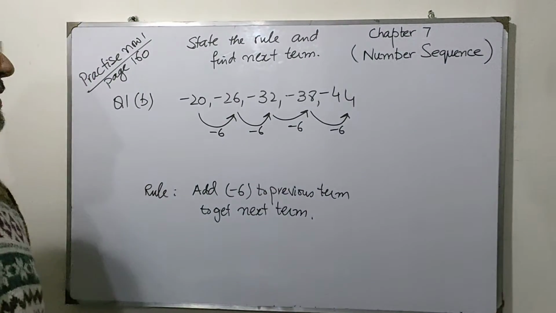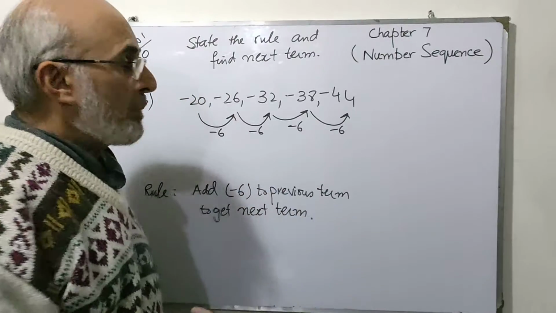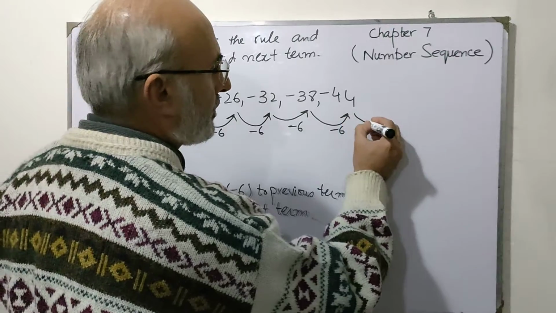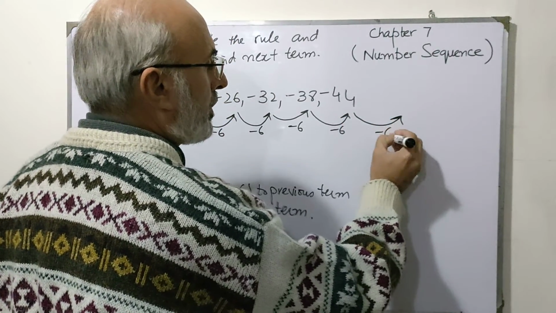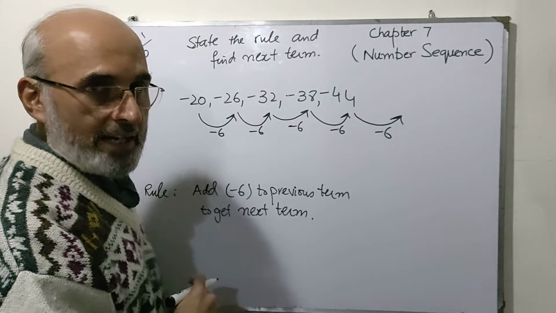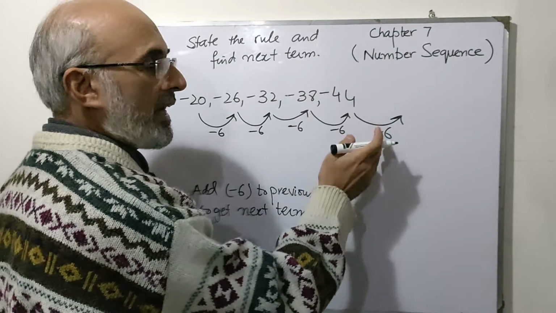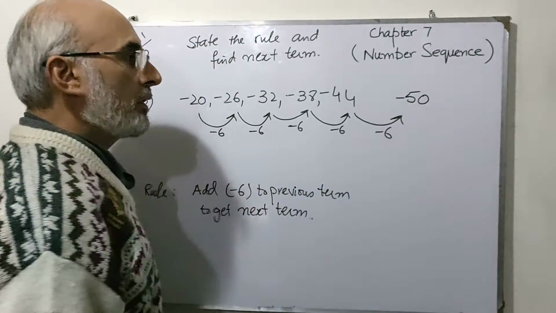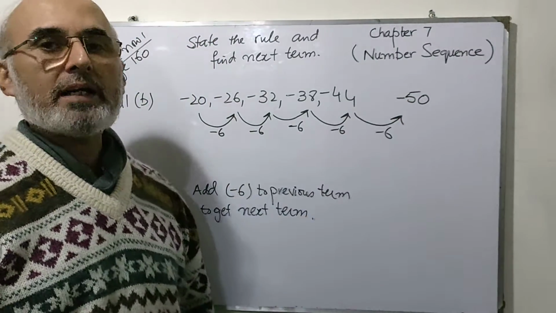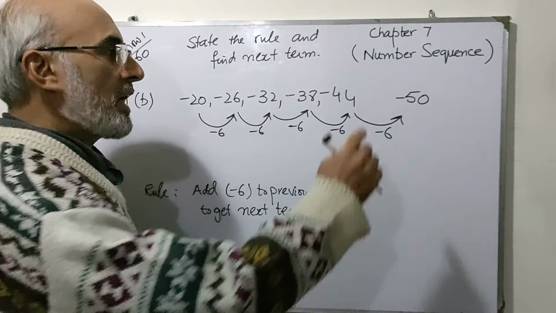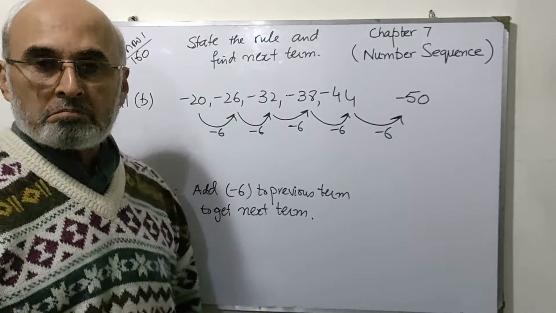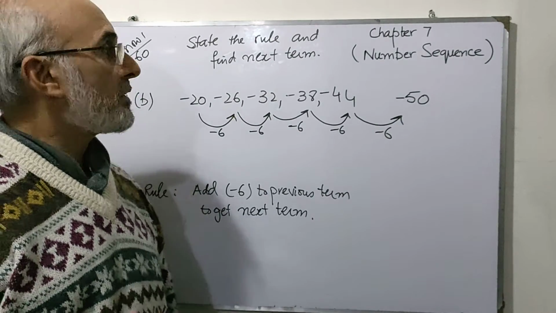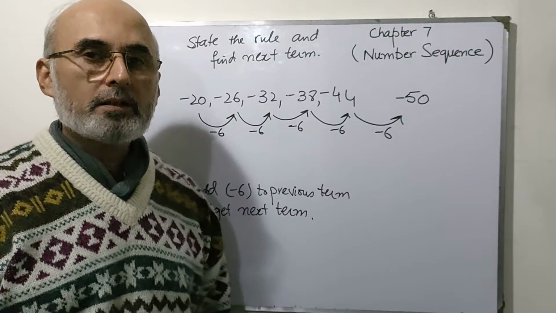Okay. So if we are going to add -6 to get the next term, let's do that. -44 minus 6. We are adding -6 to -44. Both are negative, so the result will be negative, and we get -50. -44 minus 6, we get -50. So we have our next term, we have the rule, and this is what we were asked to do. So let's take question number 2, B part, of the same practice now and solve that.